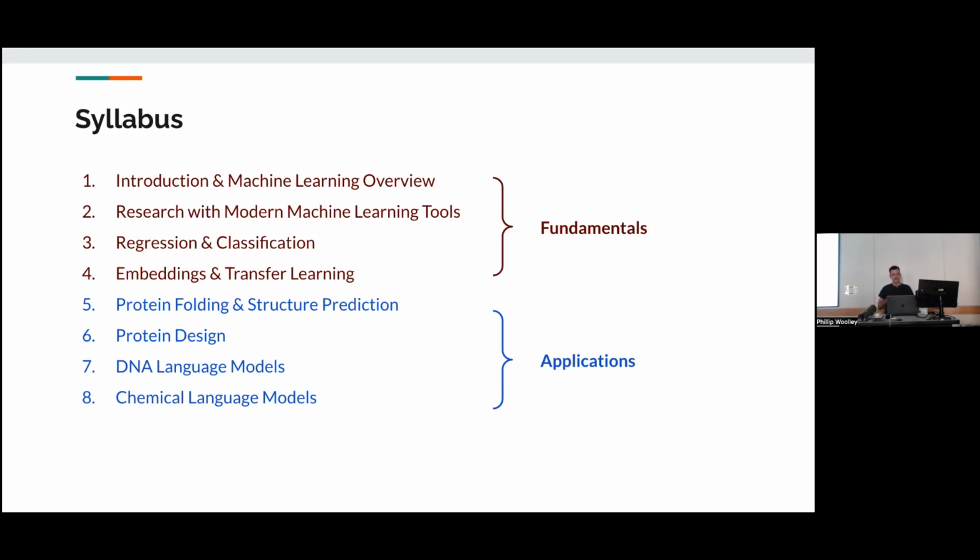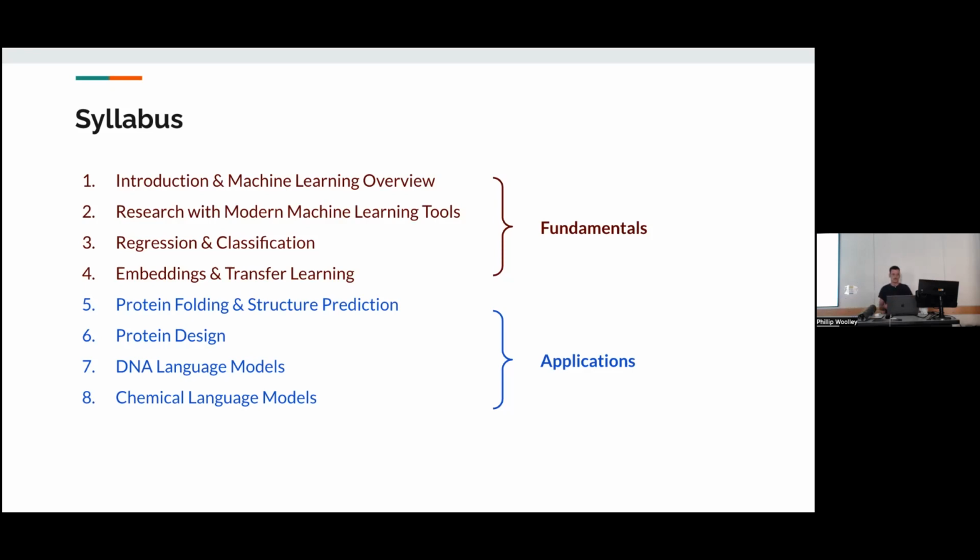The fourth class will cover what are called embeddings, which are the learned representations from these machine learning models, and how we can also utilize this concept called transfer learning to take some of the most powerful machine learning models out there and then adapt them for our specific tasks.